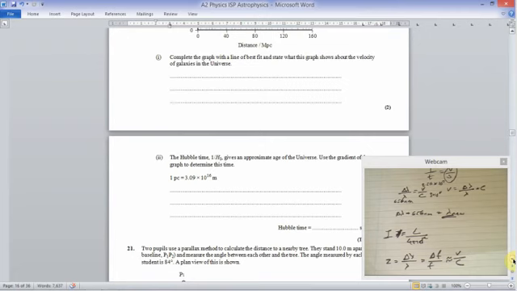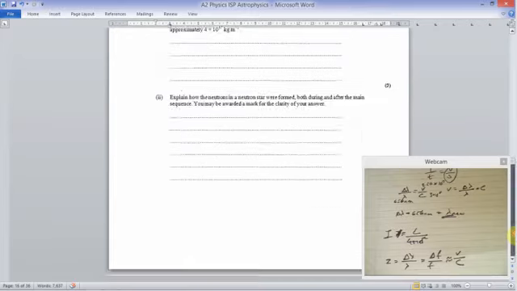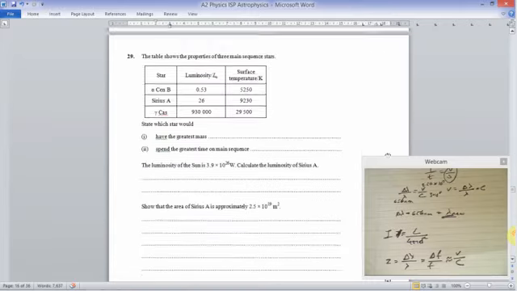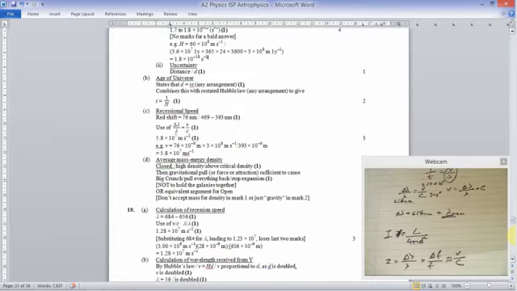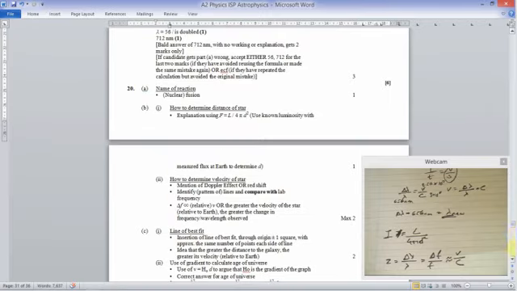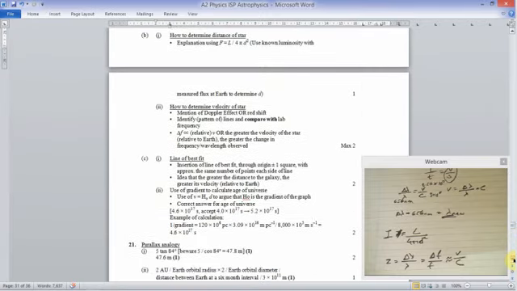The Hubble time, or 1/H0, gives an approximate age for the universe. Use the gradient to determine this time. So remember, take the gradient, do 1/H0, and cancel out the units, straightforward. Again, it's in the mark scheme. I'll show that mark scheme for people that don't have the ISP in front of them right now. So remember to pause the video if you need to have a better look at that.